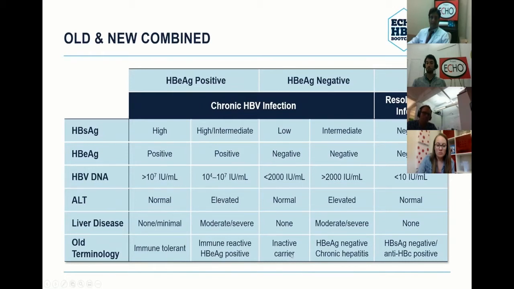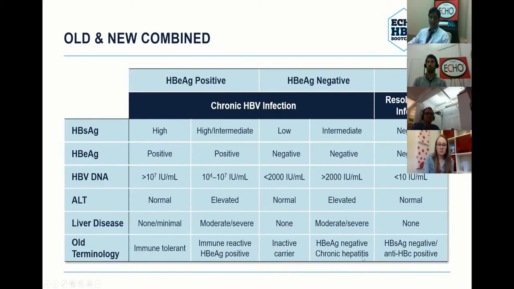Now, in a patient who is an inactive carrier, you will have hepatitis B viral load typically less than 2,000. ALT will also be normal. And again, in inactive carriers, typically the disease remains kind of stable, and they may not show evidence of significant disease.